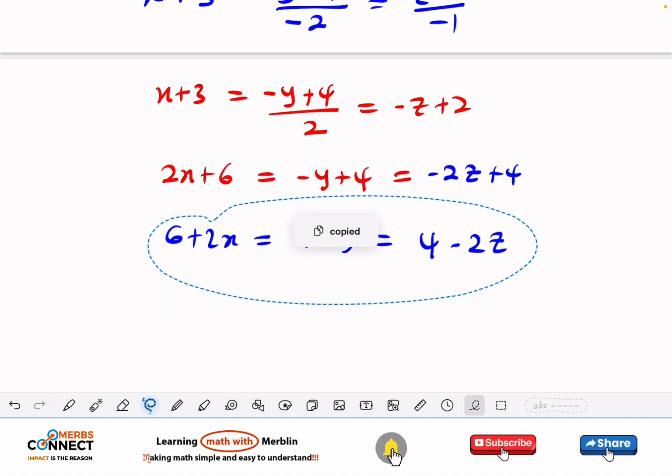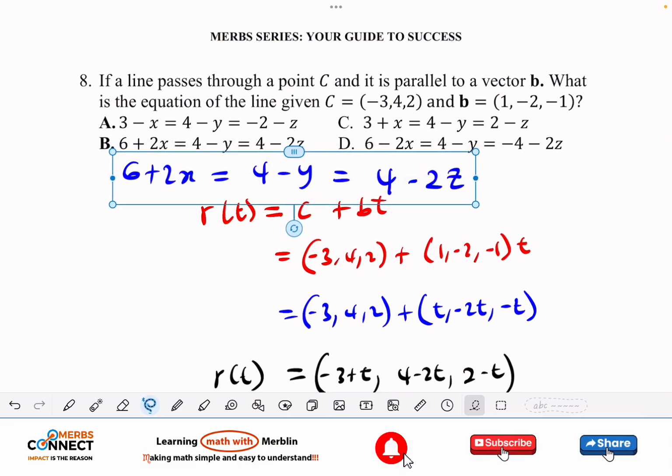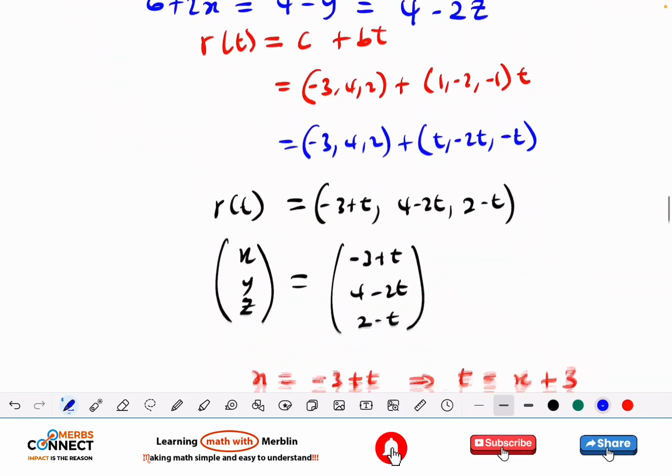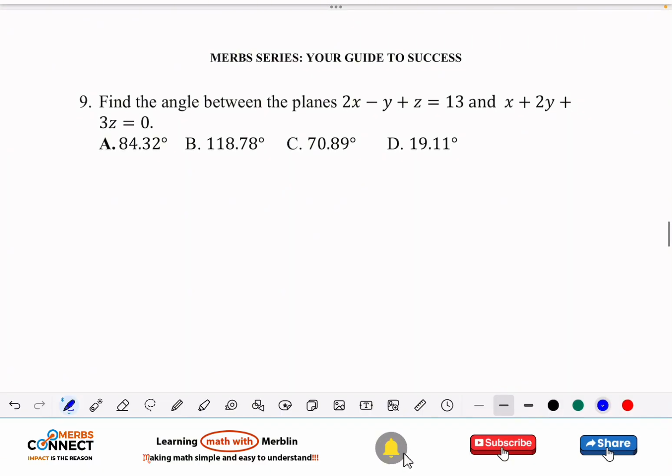Good. So let's go and check if the answer that we've gotten is up there. So let me just copy and paste it up there and see if we have the answer there. So let me paste it here, and let's compare. So 3 minus x, no. 6 plus 2x is here. 4 minus y is also here. And then 4 minus 2z is also here. So we can pick the B straight away from here. Yes, indeed, that's right. That's true. So that is what you are going to get for question 8.